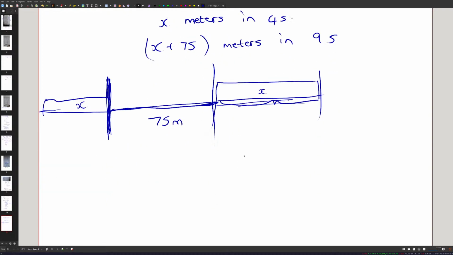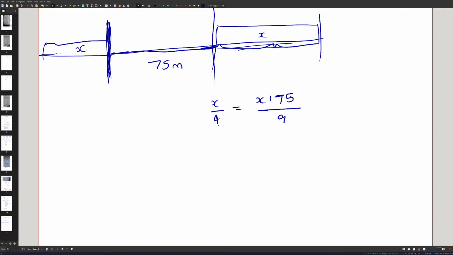And so we get that it's moving at a constant speed, and its speed is distance over time. So x over 4 is equal to x plus 75 over 9. And then you can solve that. You get 9 minus 4, 5x equals 75. Is that right? No, it's not. It's 4 times 75 is 300. So x is equal to 60. The train is 60 meters long.